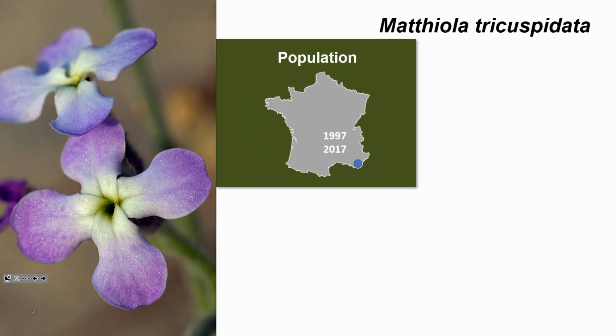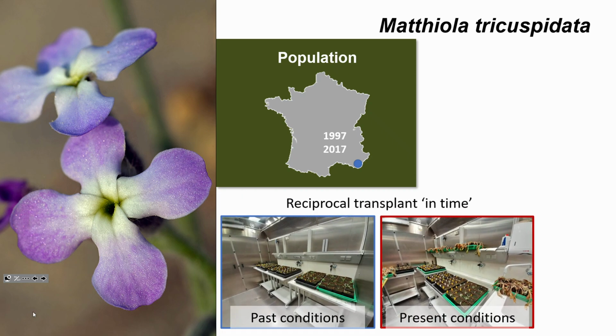I only had one population with a known location of Matthiola tricuspidata that was sampled in the south of France in 1997 and then resampled by colleagues in 2017. And I grew ancestral and descendant genotypes in this reciprocal transplant in time experiment where I simulated past environments and present-day environments by modifying the temperature, precipitation, moisture in growth chambers.